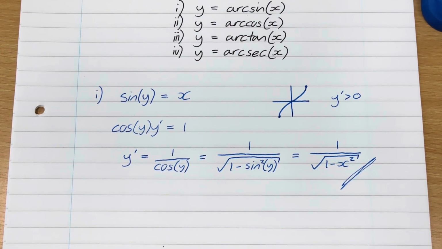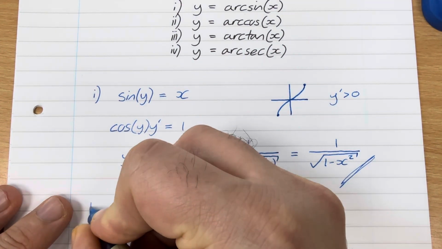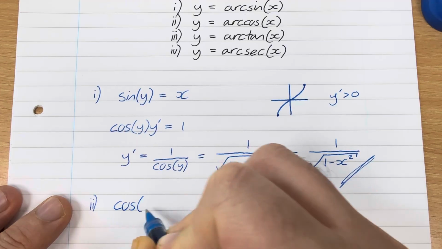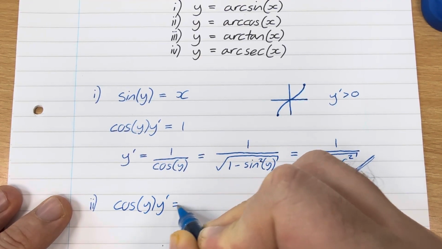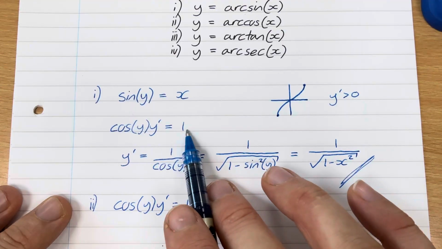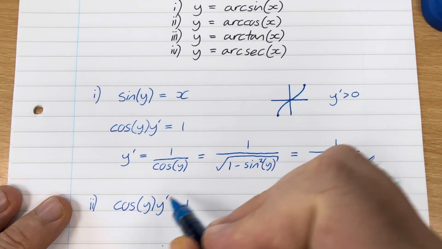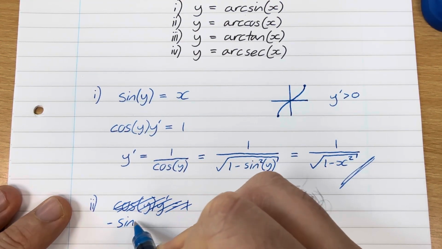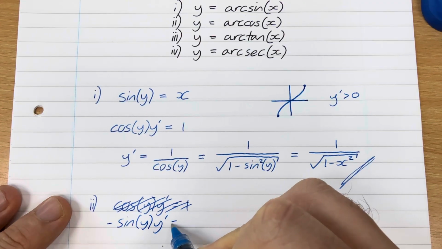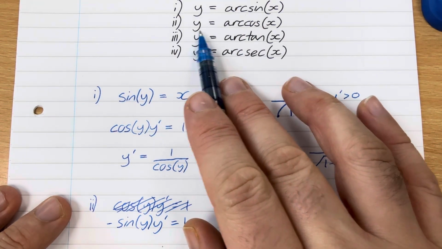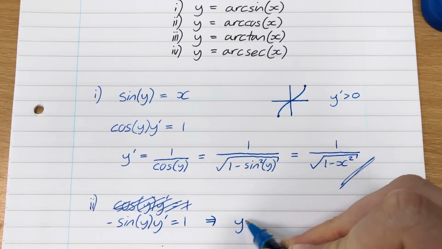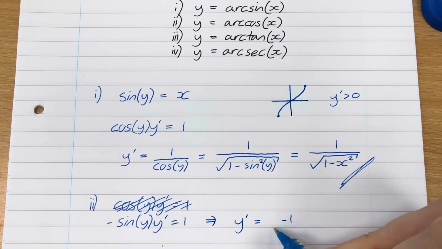Okay, second one, arc cosine. This is very, very similar. Again, we take the cosine of both sides, so we're going to get cos of y times y prime is equal to 1. Okay, so I've taken the cosine and then differentiated. Oh, no, that would be minus sine if I differentiated. Start again. Minus sine of y times y prime equals 1. So that's me taking the cosine of both sides and then differentiating implicitly. That means then that y prime is negative 1 divided by sine of y.